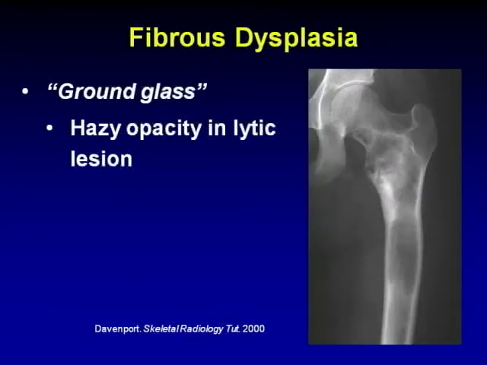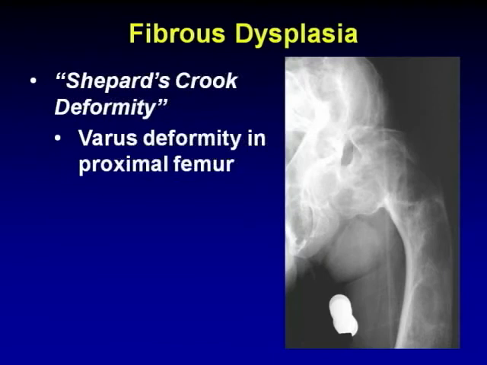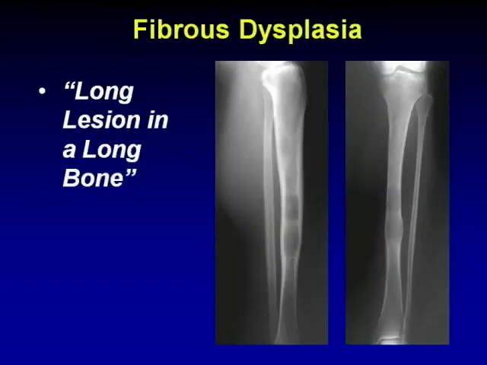Now, with fibrous dysplasia, there are a number of buzzwords that are used that might help you remember what these look like. Ground glass, we talked about that hazy opacity in a lytic lesion, like we see here with fibrous dysplasia. With fibrous dysplasia, there is weakening of the bone, and that can result in the so-called shepherd's crook deformity. That's the varus deformity, like we see here in the proximal femur. Another set of buzzwords that I find helpful is when you see a long lesion in a long bone. That is something that is also characteristic of fibrous dysplasia.